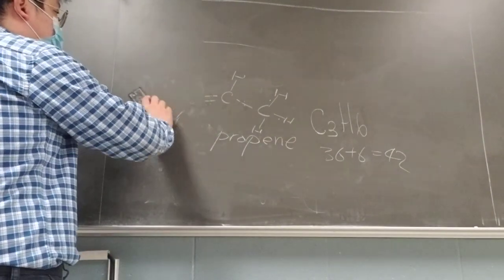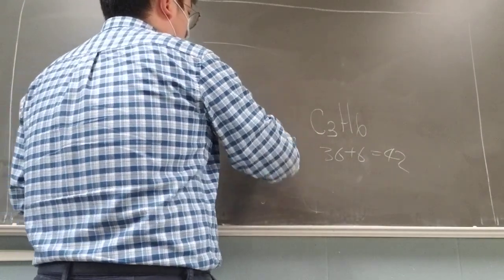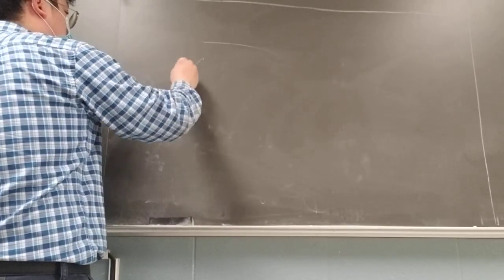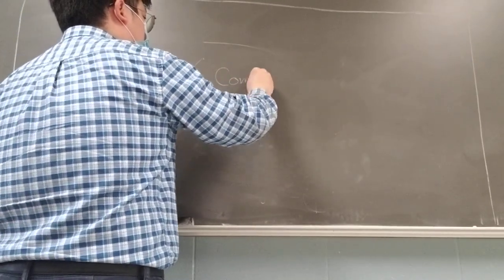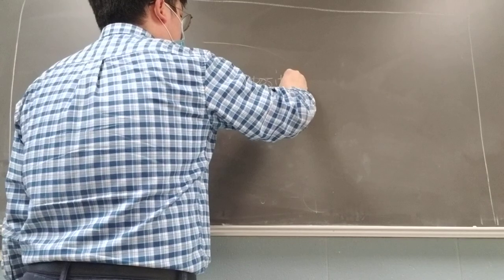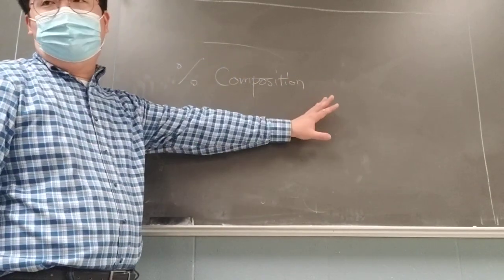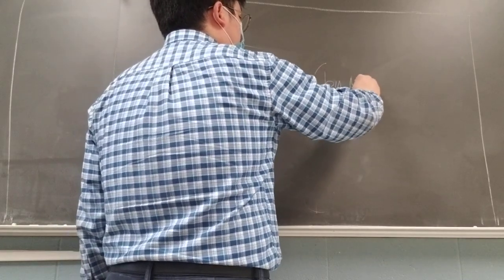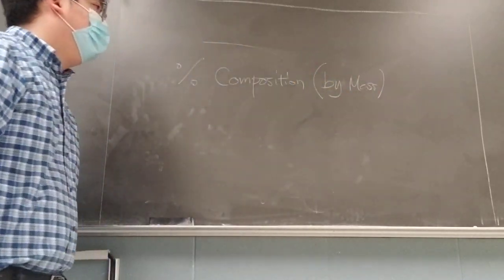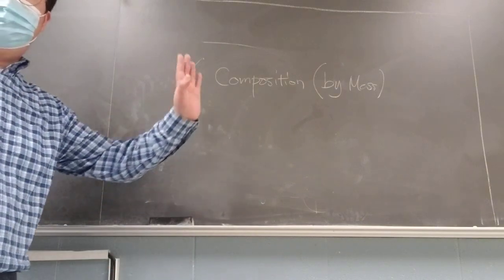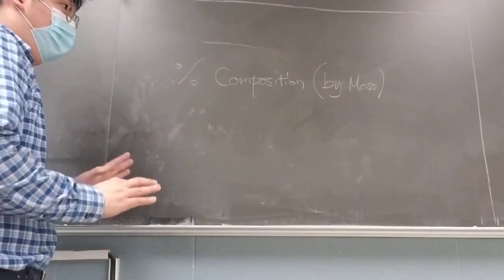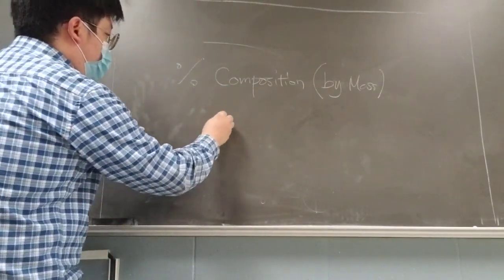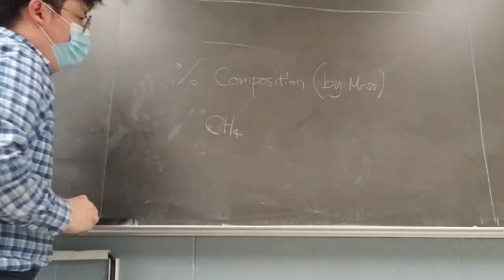The next part is the percent composition. So this is what we call percent composition. There's a hidden word after this one, but they don't normally show it. It actually means percent composition by mass. Normally you don't see it in the textbook, but that's what it means. For example, if you have methane over here, right?